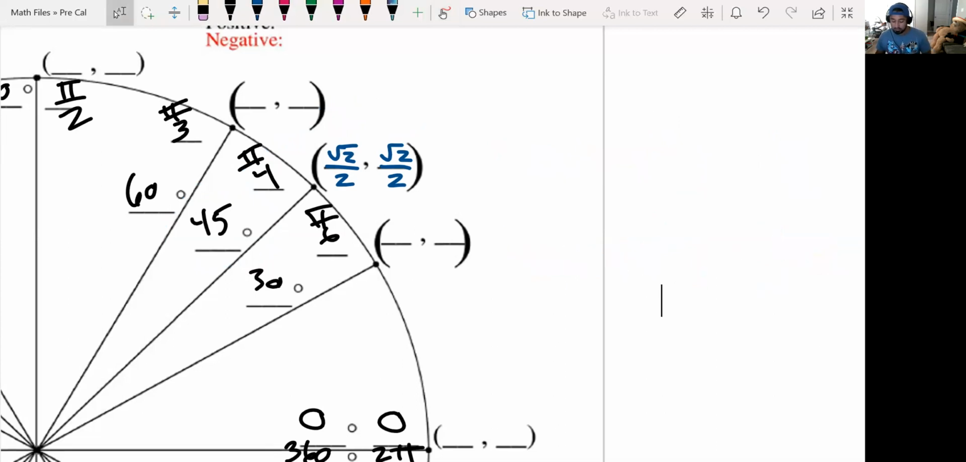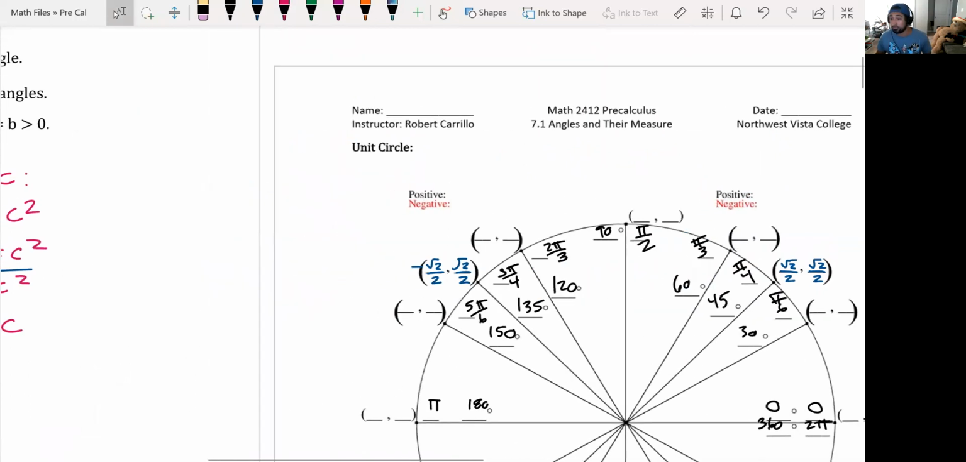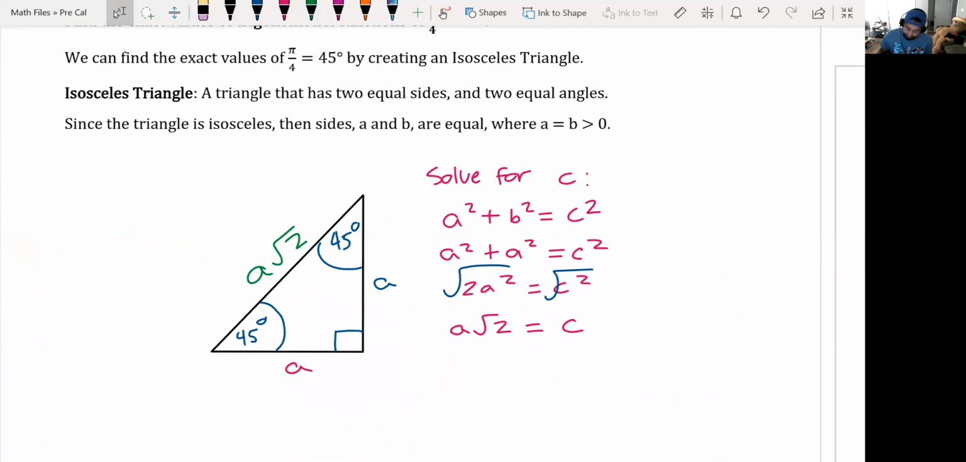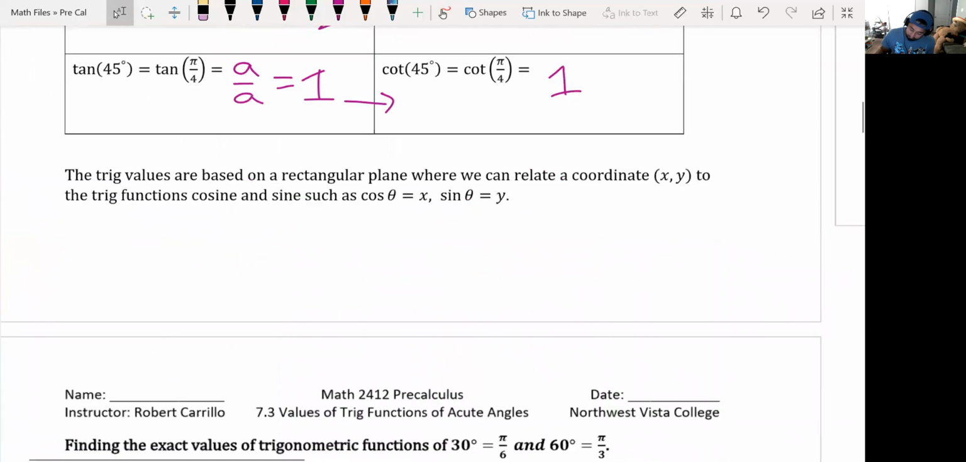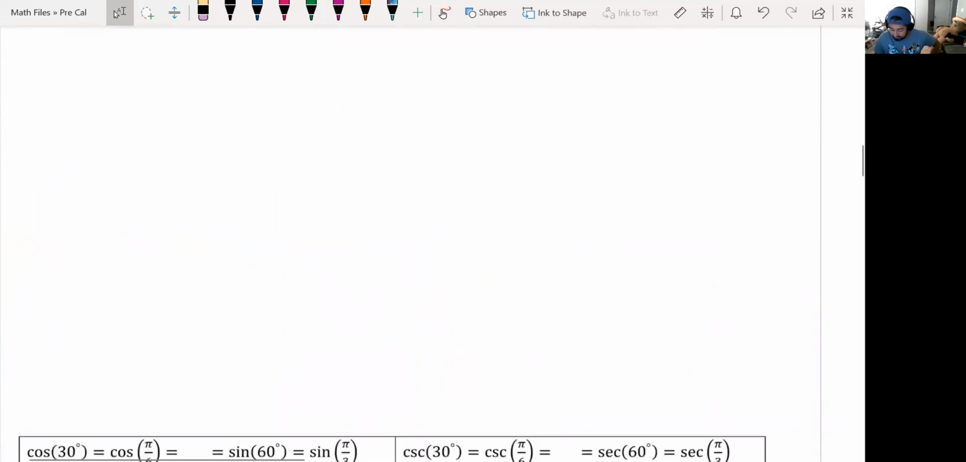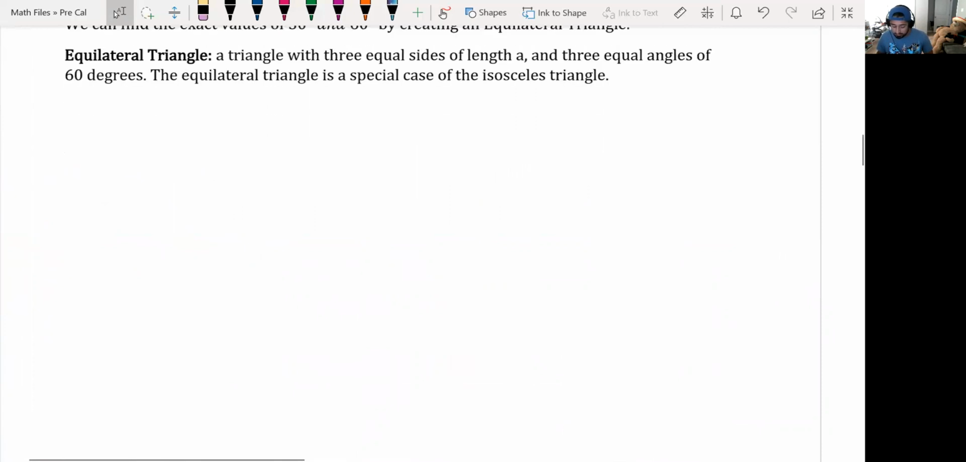Okay. So now, on the next page, we will fill out the rest of the coordinates by using triangles again. Now we want to know what the coordinates are at 30 degrees and 60 degrees. We can do this by making an equilateral triangle. If you don't know what an equilateral triangle is, it's a triangle with 3 equal sides and 3 equal angles of 60 degrees. Now, can I draw an equilateral triangle? Probably not, but we're going to try our best.